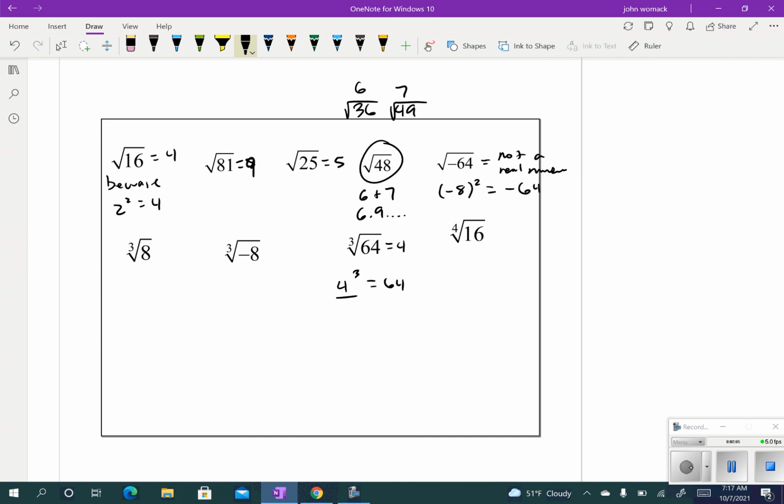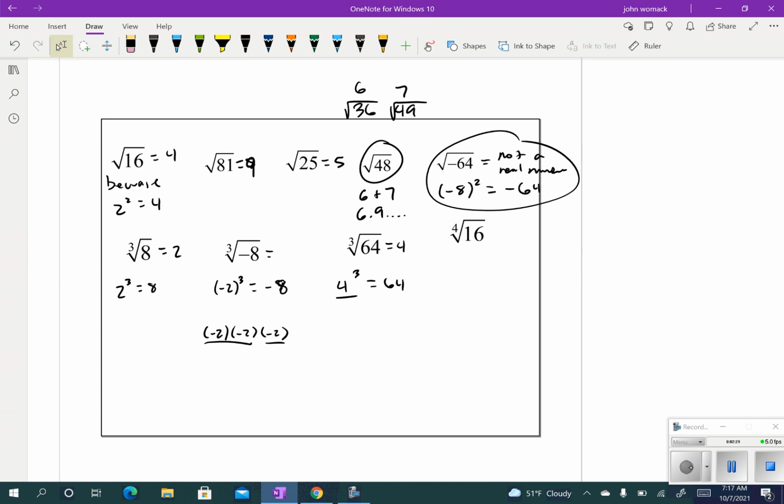Cube root of 8, 2 to the third equals 8, so the cube root of 8 is 2. Hey, negative 8. Now this is different. If I take negative 2 cubed, right, negative 2 times negative 2 times negative 2, that would give me 4, times that would give me negative 8. So you can cube a number and get a negative 8. So we don't have the same problem as we did up here with the square root. So the cube root of negative 8 is just negative 2.